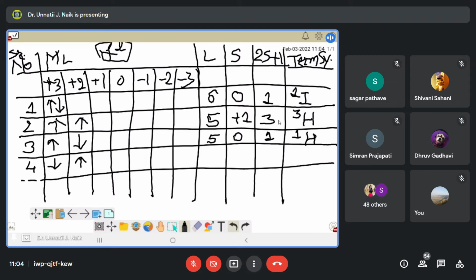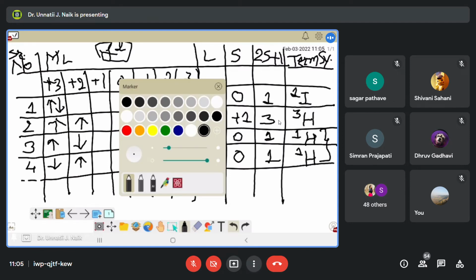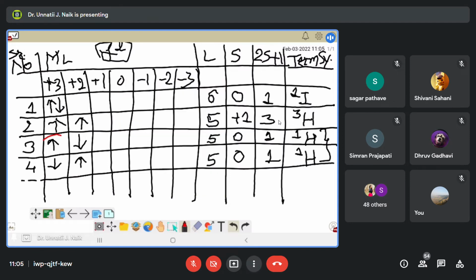But if you come to finding out the value of the term symbol, again I will have 5, 0, 1, and I will have 1H. Now, I am not concerned about this 1H. The 1H term can be arrived at, or you can derive this value in any other way also. My concentration right now is on this part.